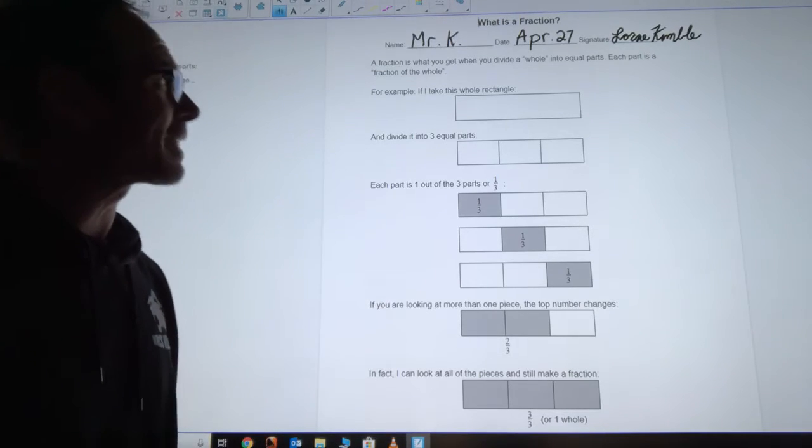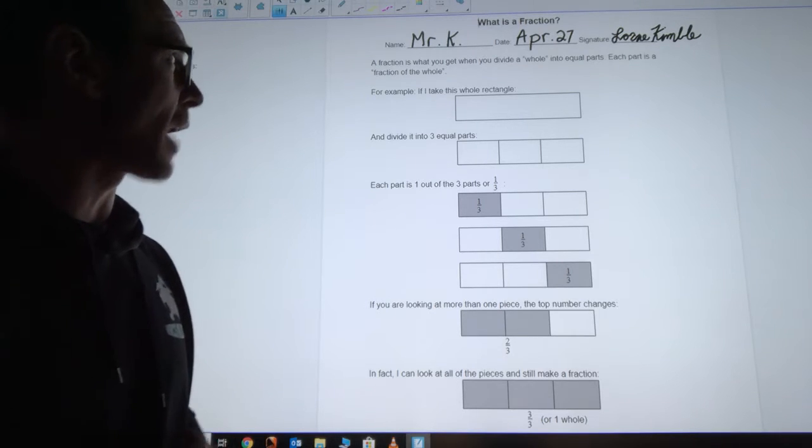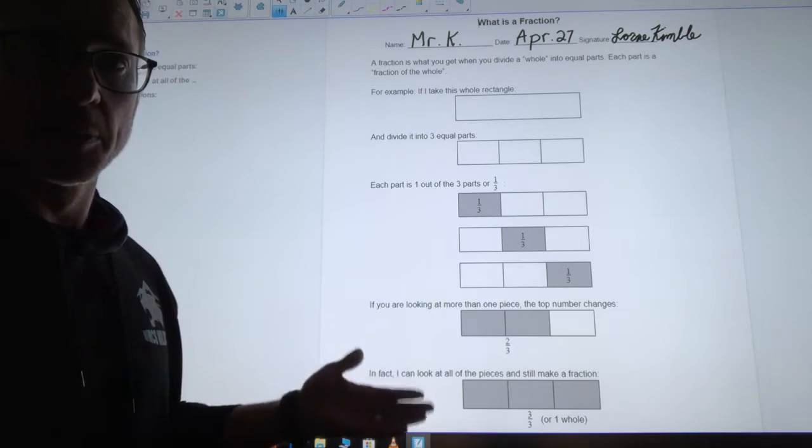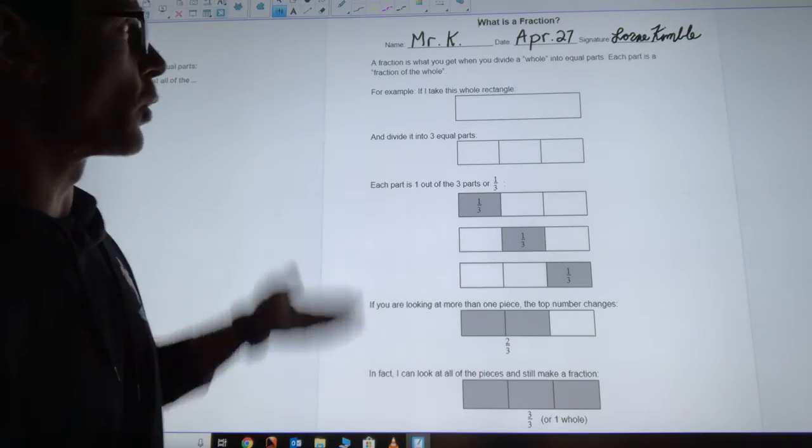Hi guys. In math this week, we're going to start a new unit. So our new unit is on fractions. So I've given you guys a little bit of information on fractions, and there's a little bit of work to do with it today. Let's start off with going over the information.